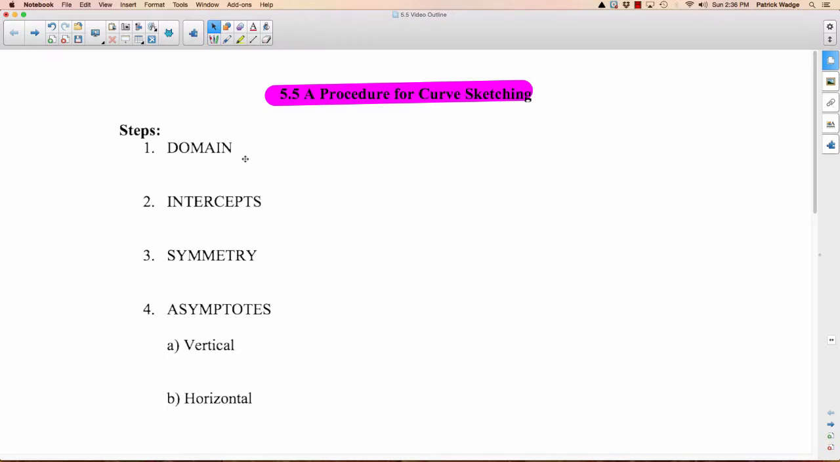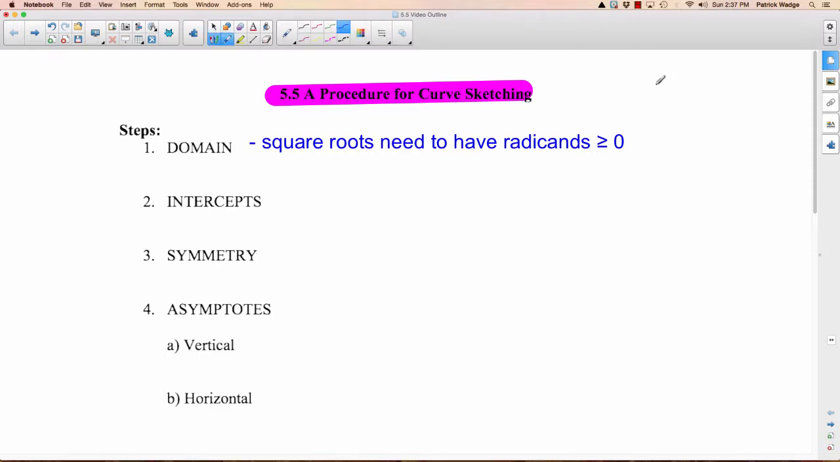Ready? Here we go. When you're going to sketch these curves, you have to figure out the following things. You have to figure out the domain. So when you're worried about domain, there's two things that you really want to look out for. You want to look out for square roots, because when you have a square root, you need to make sure that the radicand, the part inside the square root, is positive or equal to 0. So for example, if you were graphing this, you would need to ask yourself, what makes the radicand, the stuff inside the radical, greater than or equal to 0?